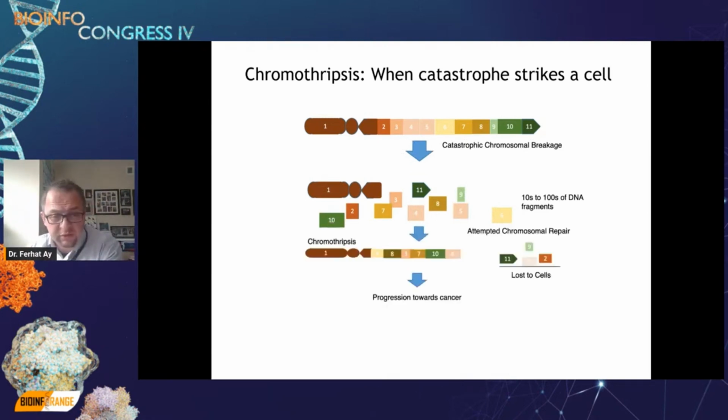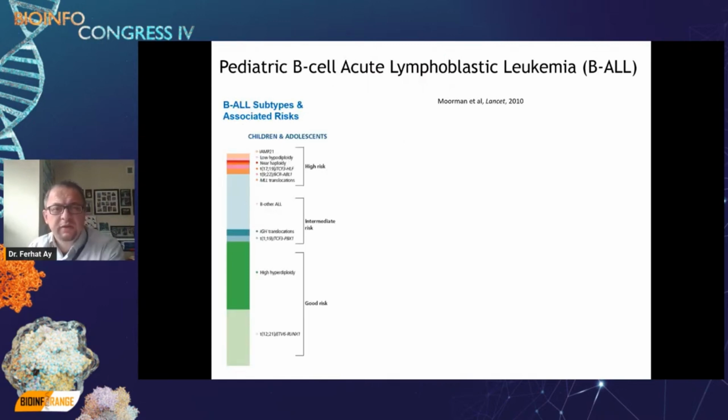And then, as I mentioned, some of those pieces get lost, some of those pieces get amplified, and some get put back together, but not in the correct order. And then this is progression towards cancer after that. So where does this happen?